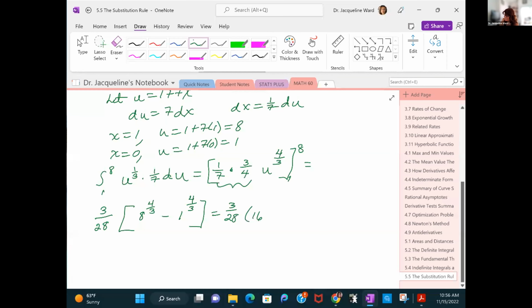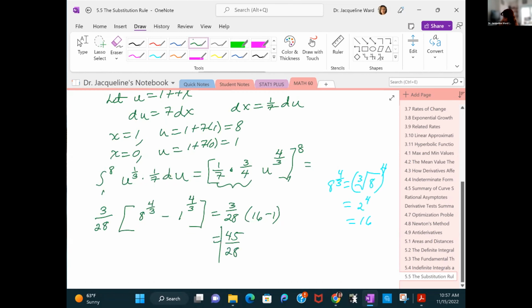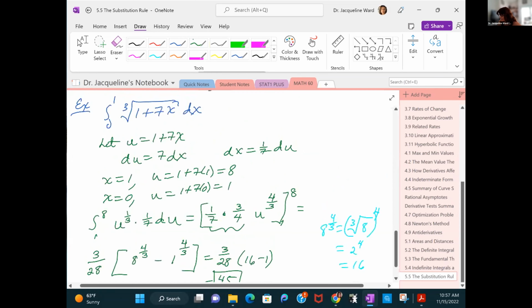Right, the cube root of 8 is 2, and 2 to the 4th is 16. Are you guys good with that? And then 1 to any non-zero power is 1. So that's 15 times 3 is 45 over 28. Right. And we wanted a number for a definite integral, right?